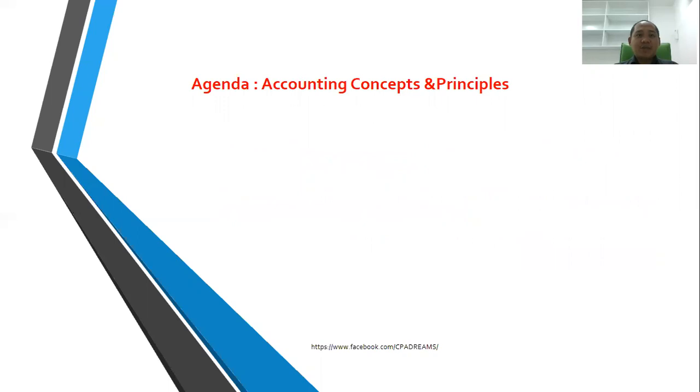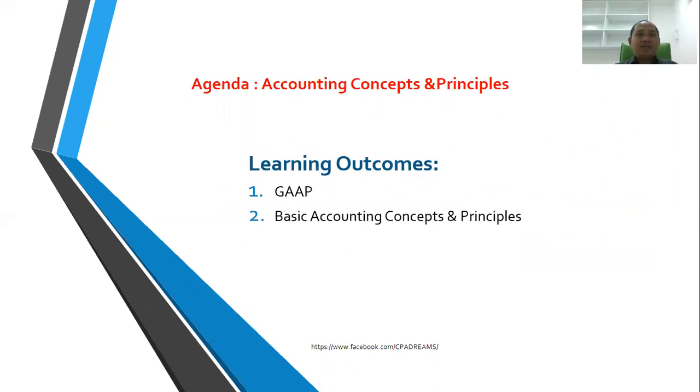So our agenda is accounting concepts and principles. Our learning outcomes, we will define what is GAAP and what are those basic accounting concepts and principles. These basic accounting concepts and principles, you will use from the beginning until the end of the Bachelor of Science in Accountancy course. This as well will be used during your job. Once you finish the accountancy course, once you start looking for jobs and applying all the accounting lessons, then these will be your concepts and principles that you need to remember.